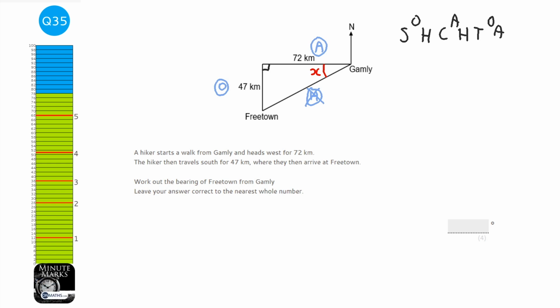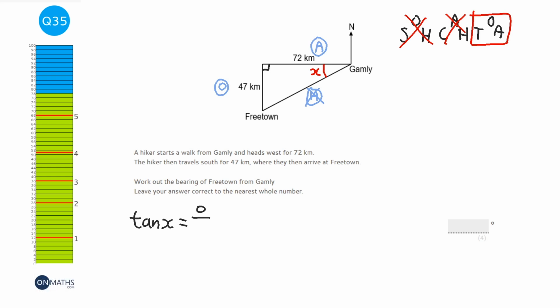Well, we're not interested in the H, so it's not going to be SO, and it's not going to be CA, so it's going to be TOA. So TOA stands for tan x equals opposite over adjacent, and the opposite is 47, and the adjacent is 72. Now we want to work out what x is, so to do that we want to inverse tan both sides.